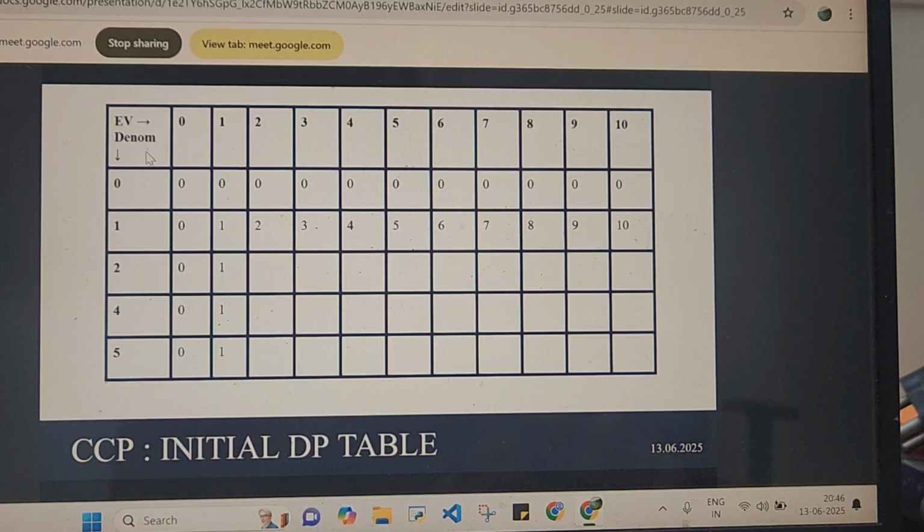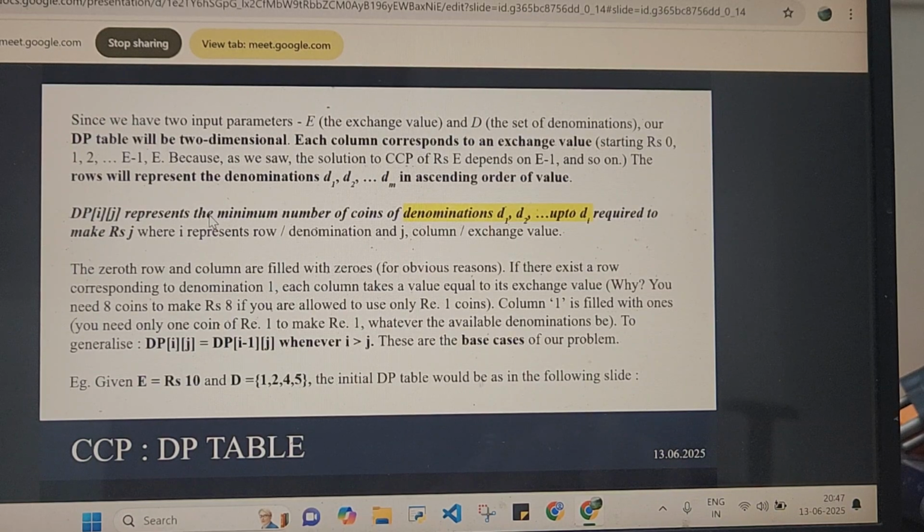And 0 row and 0 column, they're a base case sort of. When you have recursion, over here you need a base case, which is why we have this 0 row and 0 column. You can think of it as a dummy row, for instance. So now, what does the number in this cell or in any cell of this table represent? DP of i of j represents the minimum number of coins of denominations D1, D2 up to Di, this being a keyword, required to make rupees j.